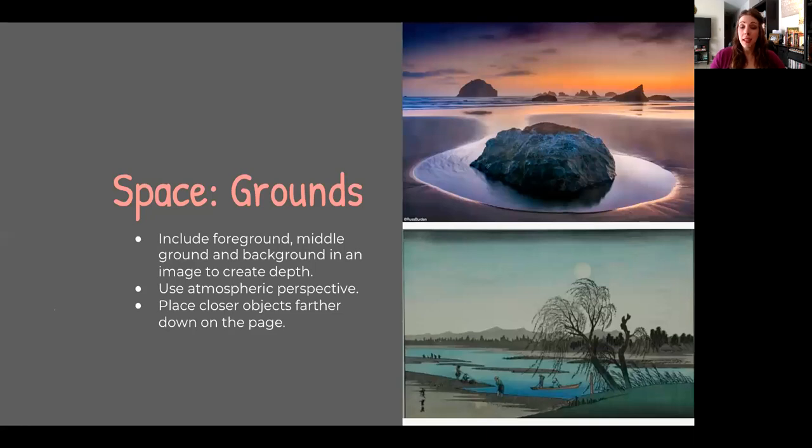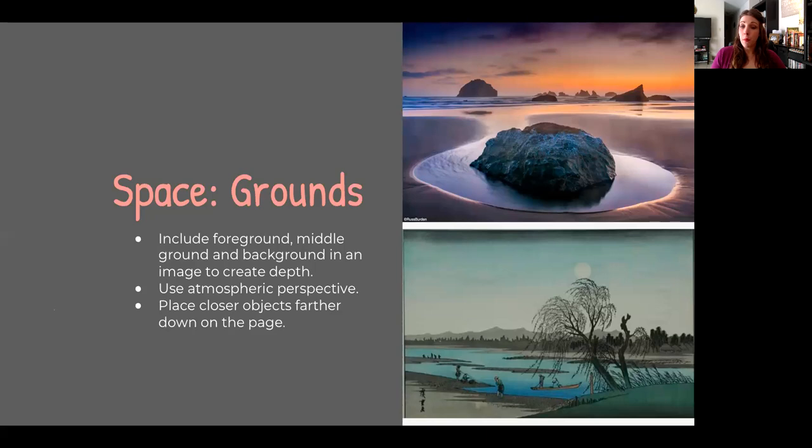All right, the next thing that we're going to talk about, the next element is space. And so there are 3 main things that I want you to apply into your art that have to do with space. The first one is grounds. You want to make sure that you include the foreground, middle ground, and background to an image. That creates depth, okay? So grounds is the way that we create depth, and that's always our goal when we're thinking about space in art.